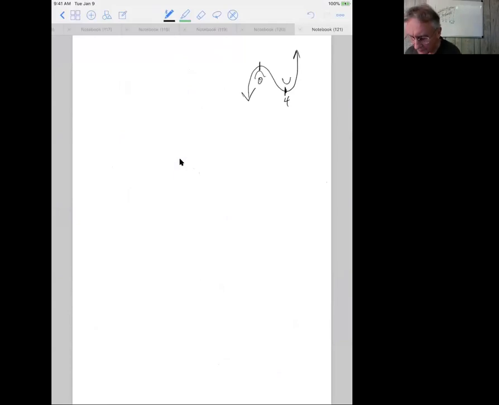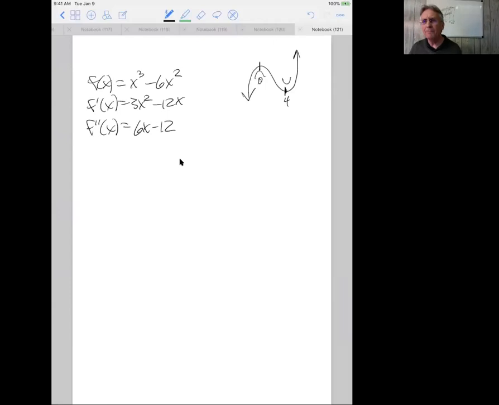For the second derivative, the original function was f of x equals x to the third minus 6x squared. So f prime of x equals 3x squared minus 12x, and f double prime of x is equal to 6x minus 12. Therefore, when we plug into the second derivative, that is an indication of whether it's concave up or down, positive or negative.